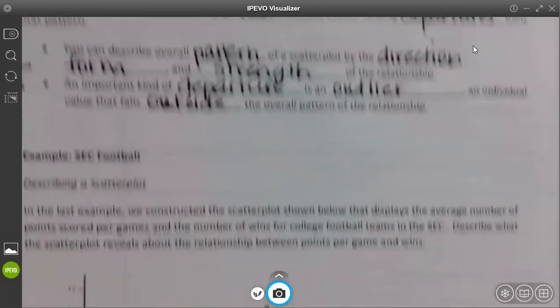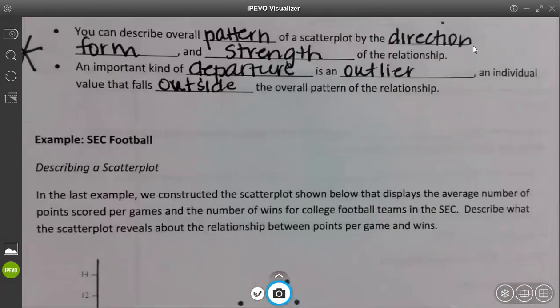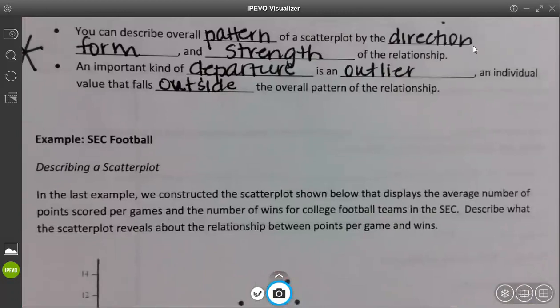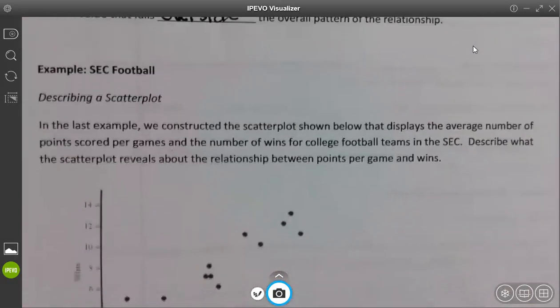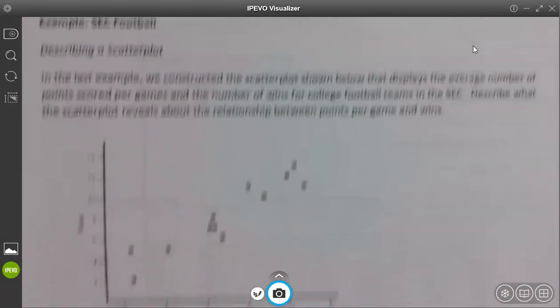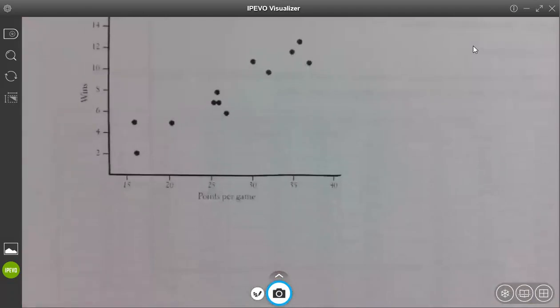All right. In the last example, we constructed a scatter plot shown below that displays the average number of points scored per game and the number of wins for college football teams in the SEC. Describe what the scatter plot reveals about the relationship between points per game and wins. So this is the one we did in our calculator.